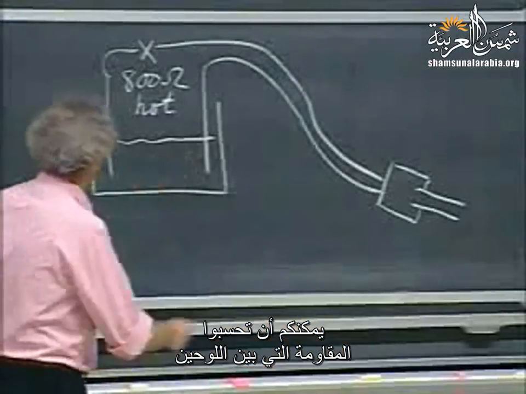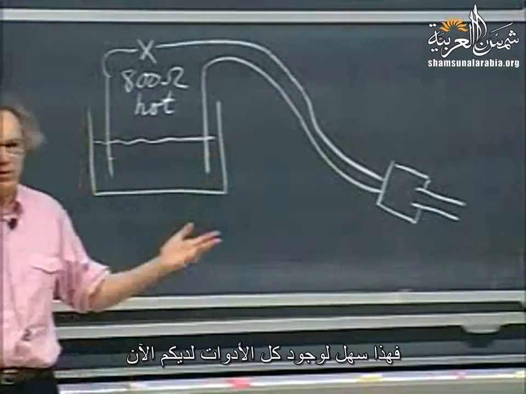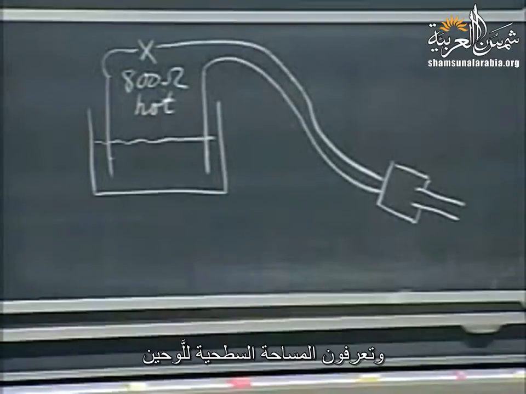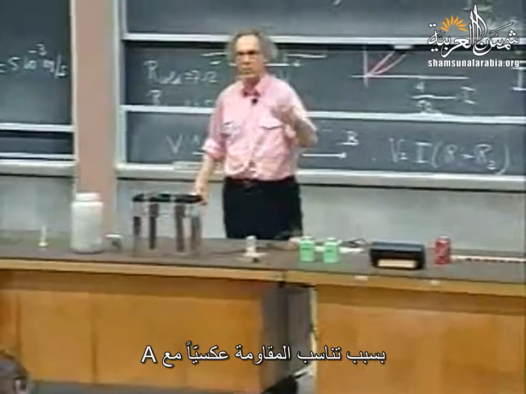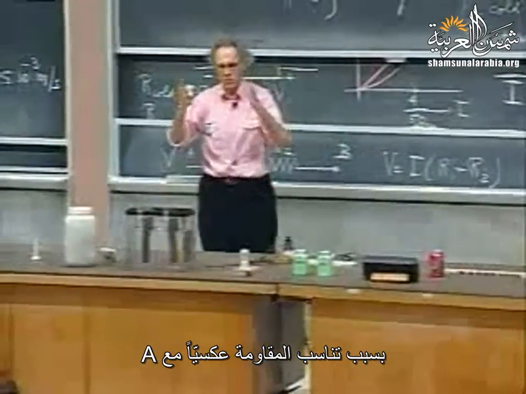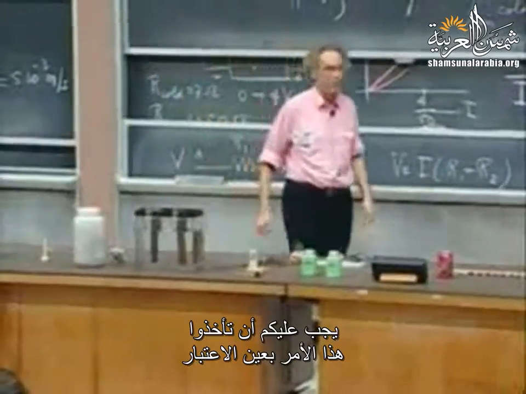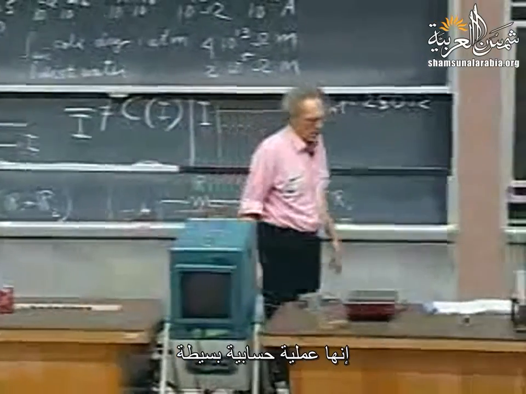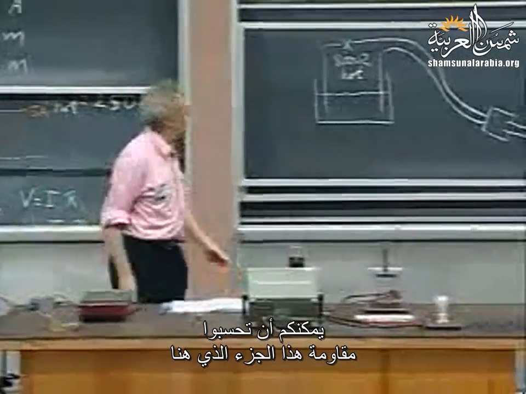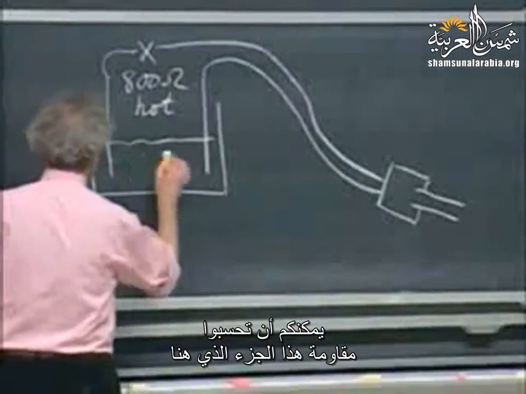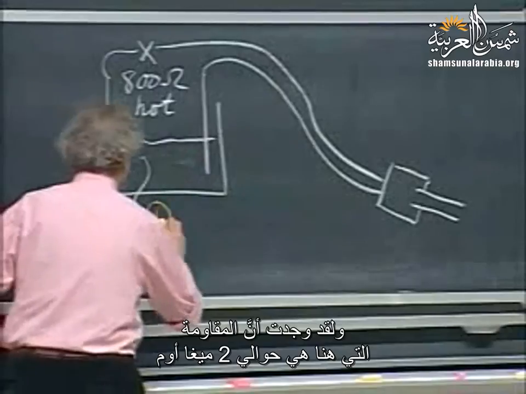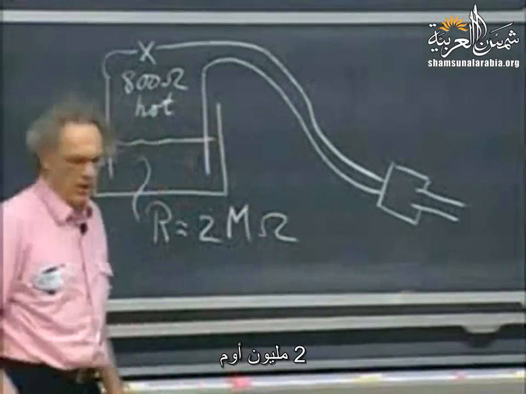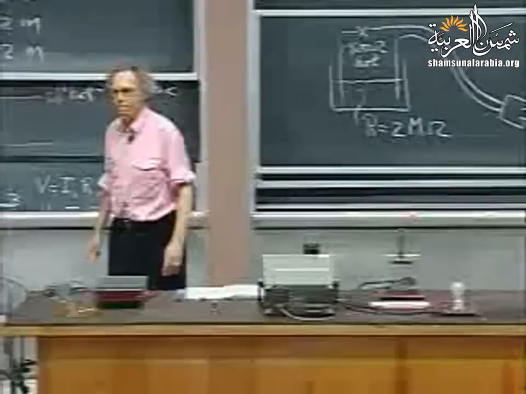You can calculate what this resistance is between the 2 plates. That's easy. You have all the tools now. If you know the distance, it's about 20 centimeters, and you know the surface area of the plates, because remember, the resistance is inversely proportional with A. So you have to take that into account, and you take the resistivity of water into account. It's a trivial calculation. You can calculate what the resistance is of this portion here. And I found that this resistance here is about 2 mega ohms. 2 million ohms.